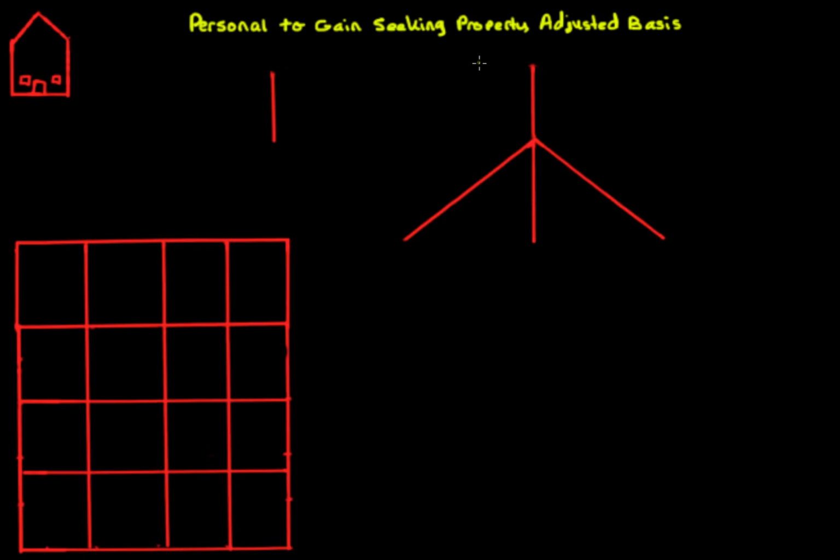Hello! In this video, we're going to continue with our basis rules, and we're going to focus specifically on determining what is the basis if you convert personal property to gain-seeking property. What is the adjusted basis of that item to depreciate and in the future when you sell it?